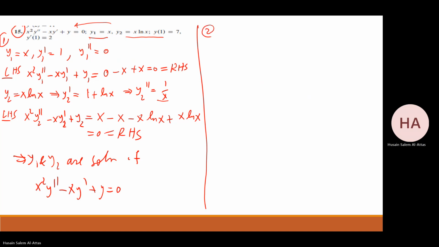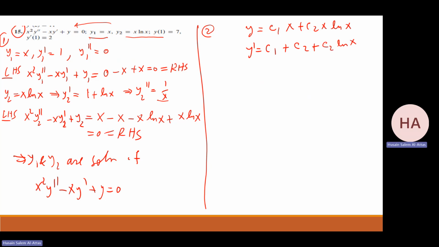Part 2, I'm dealing with y equals c1 x plus c2 x ln x. What will be y prime? C1, and that gives me what? C2 times the derivative of x ln x, which is 1 over x times x, that is 1, plus C2 ln x.